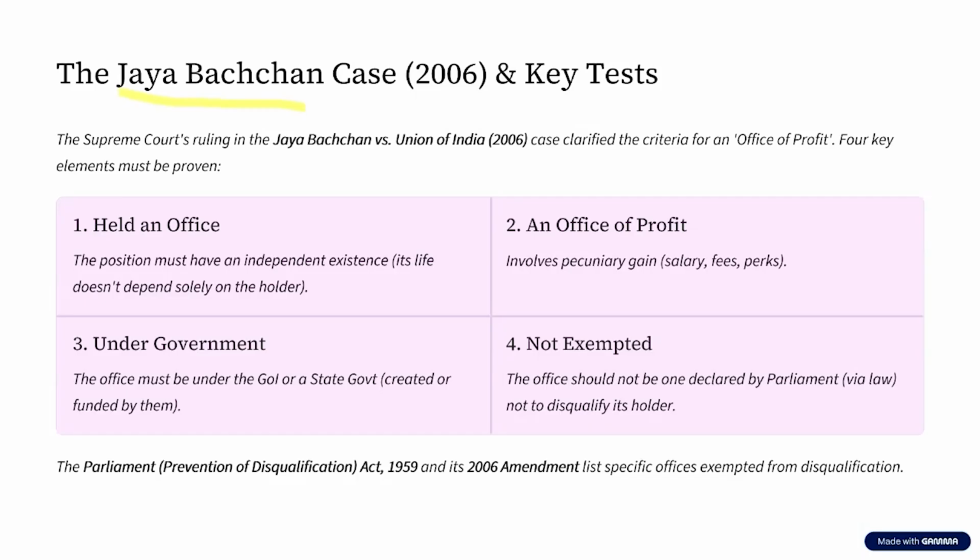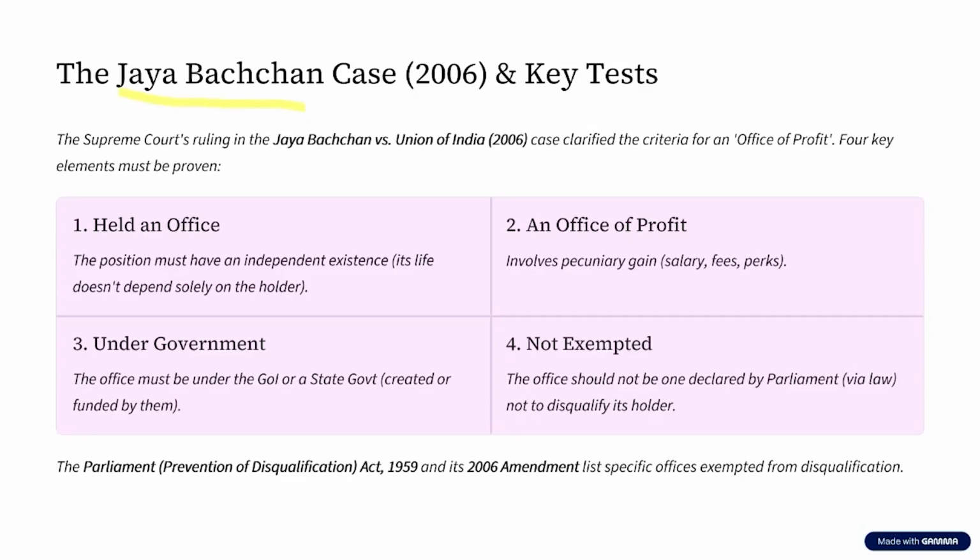Now, what happened with respect to Jaya Bachchan? Jaya Bachchan, as we all know, is a well-known member of the parliament. She has been a member of Lok Sabha, she has been a member of Rajya Sabha, etc. What happened was that the government of Uttar Pradesh in the early 2000s appointed Jaya Bachchan as the chairperson of the Uttar Pradesh Film Development Council.